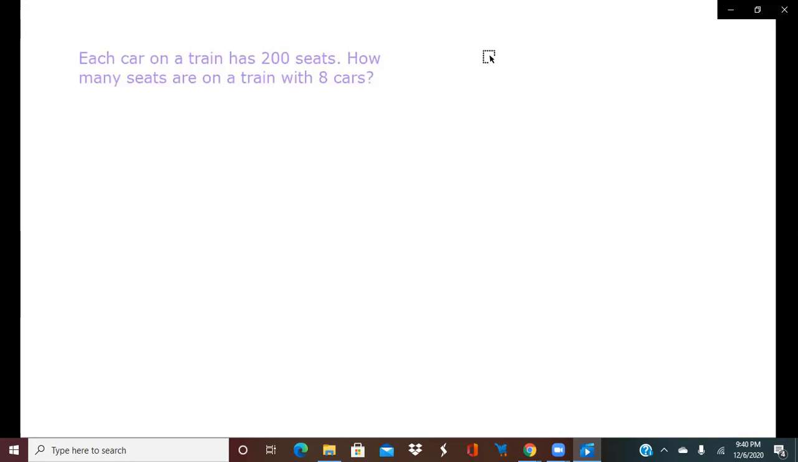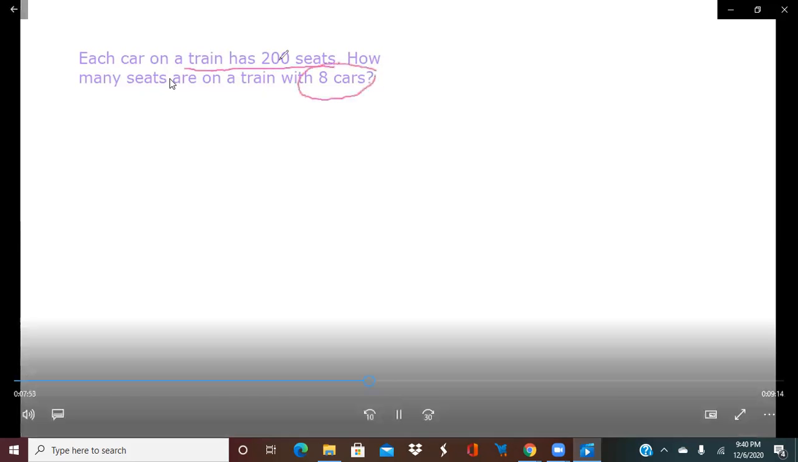So here's our problem. Each car on a train has 200 seats. How many seats are on a train with 8 cars? Okay, so listen again. Each car on a train has 200 seats. How many seats are on a train with 8 cars? Okay, so let's look at our important numbers first. We know each car has 200 seats, and there are 8 cars on that train.